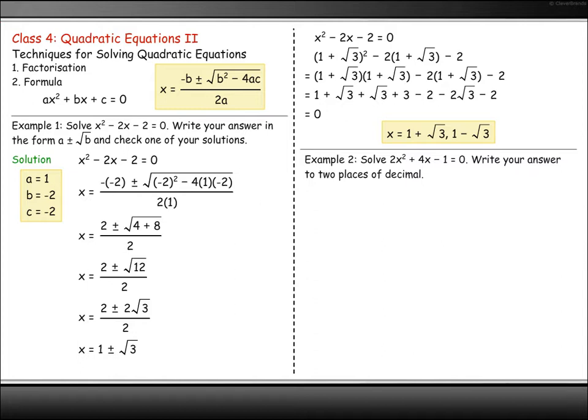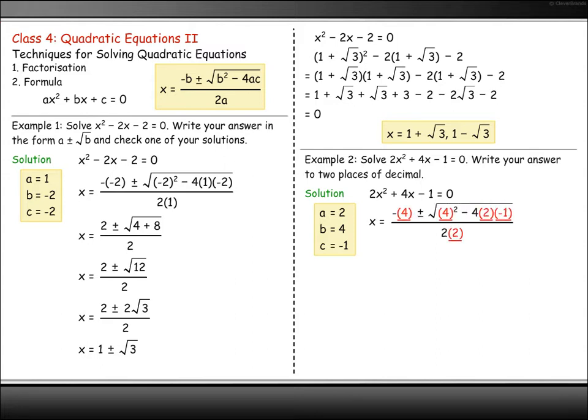Example 2. Solve 2x squared plus 4x minus 1 is equal to 0. Write your answer to 2 places of decimal. Write down the coefficients a, b and c. Replace a, b and c in the formula with their values.